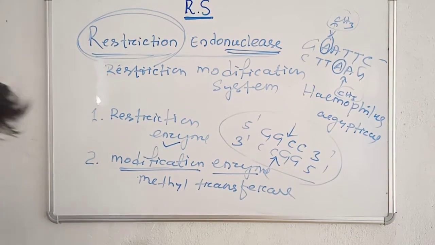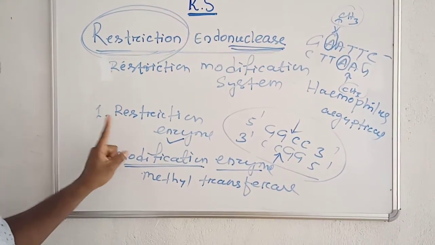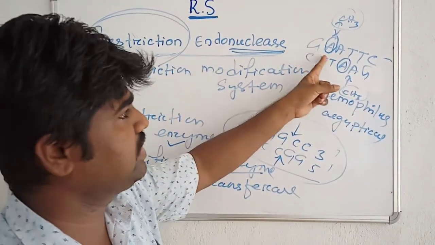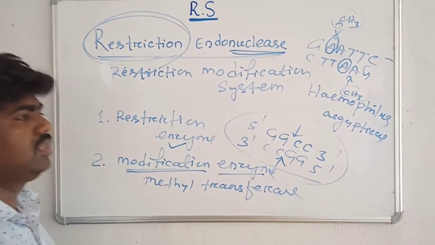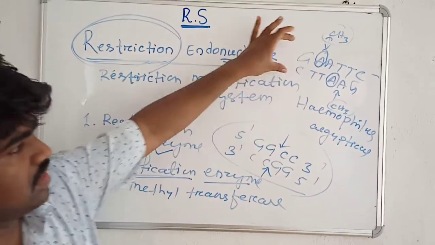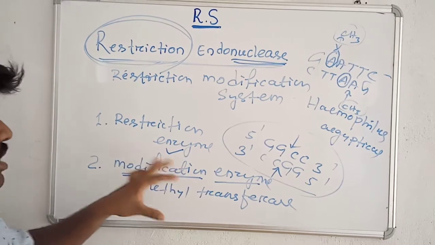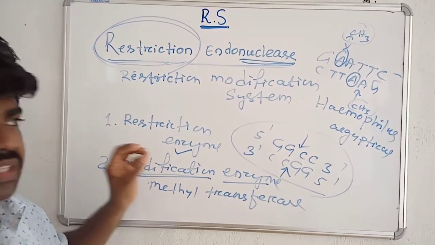After addition of this methyl group, the restriction enzyme can no longer recognize this specific base sequence. So in this way, the bacterial cell, after modification of this recognition sequence, prevents its own DNA from being cut by the restriction enzymes. So it is called the restriction modification system.